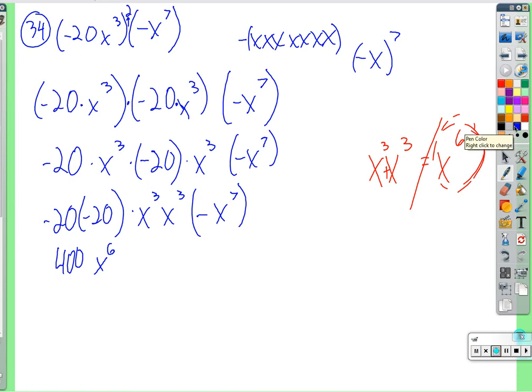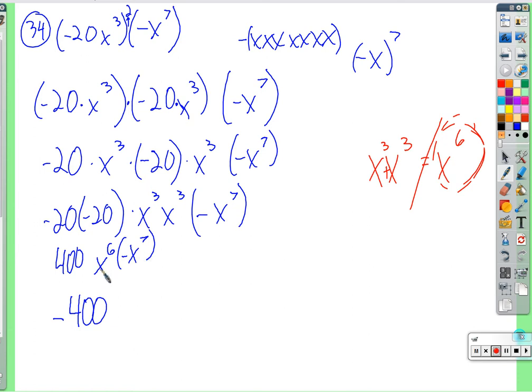All right, so that's x to the 6th. You're going to multiply that by negative x to the 7th. Can we multiply these together? Look at it this way. We've got a positive times a negative. What's a positive times a negative? Negative. We'll put that negative out here. Negative 400. Then x to the 6th times x to the 7th.